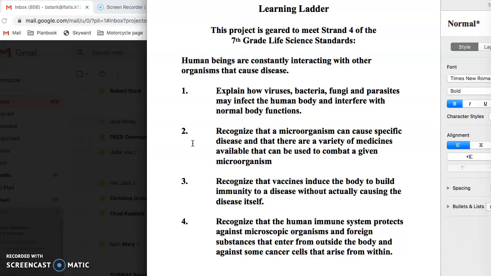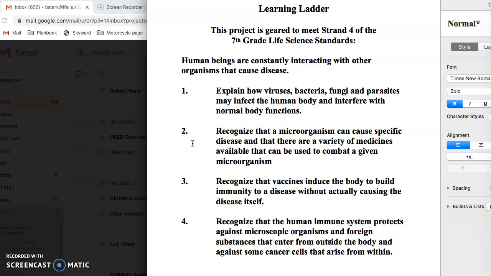I've got up on the screen here a learning ladder. The learning ladder basically just goes through the 7th grade life science standards that this project will cover. You can look at number 1 and explain how viruses and bacteria, fungi, and parasites might infect the human body.